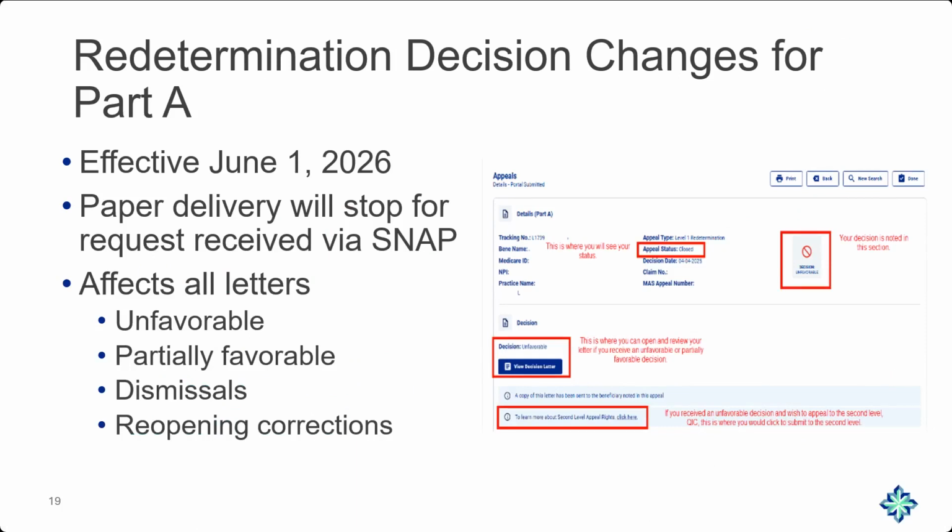So effective June 1st, all providers with active SNAP accounts who submit their appeal requests through SNAP will no longer receive decision letters through the U.S. mail. All appeal letters can be viewed and downloaded directly in SNAP, our provider portal. Providers will also now receive an email notification regarding a decision on their appeal, and that email also will give you immediate access to that appeals correspondence.